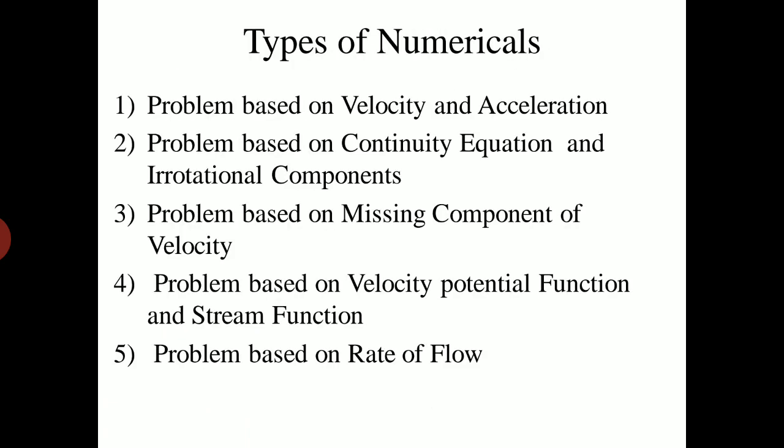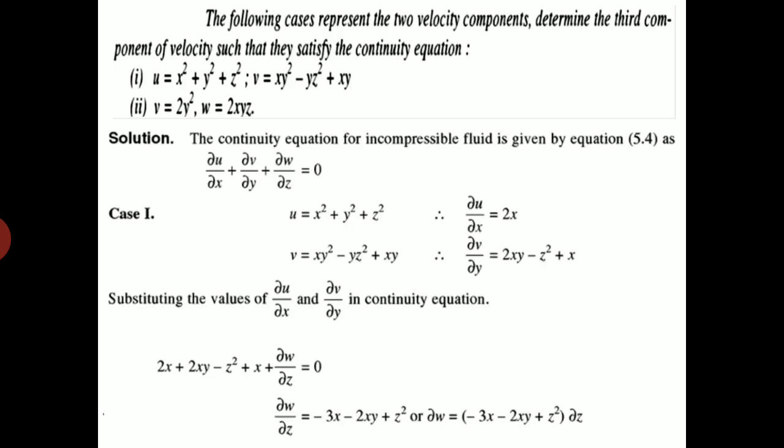Adding 2x and x, we will get 3x. So the new equation will be 3x + 2xy − z² + ∂w/∂z = 0. We'll take this to the other side, that is the RHS, so we'll get ∂w/∂z = −3x − 2xy + z², or ∂w = (−3x − 2xy + z²) dz. So we need to do the integration to get the value of w.